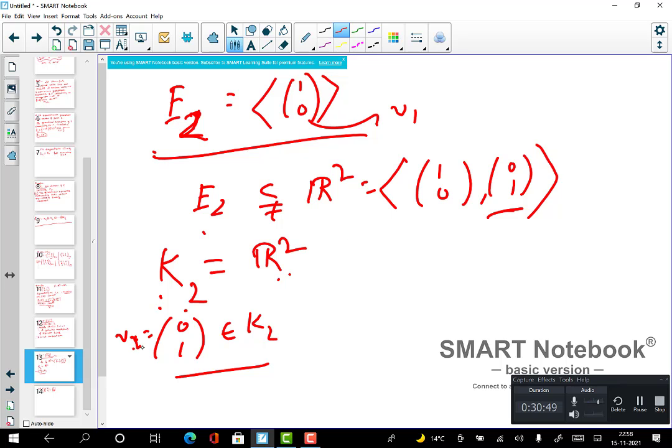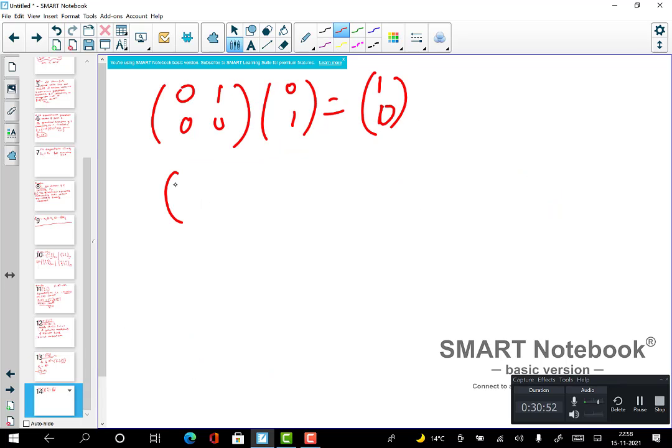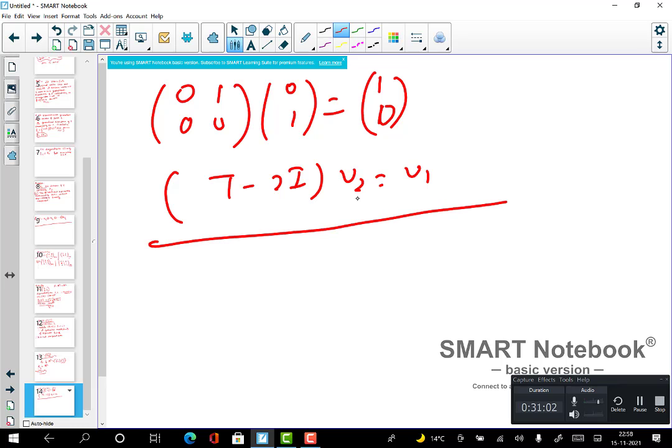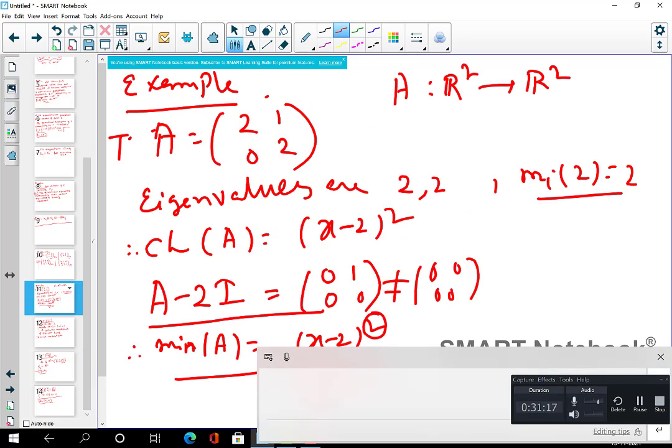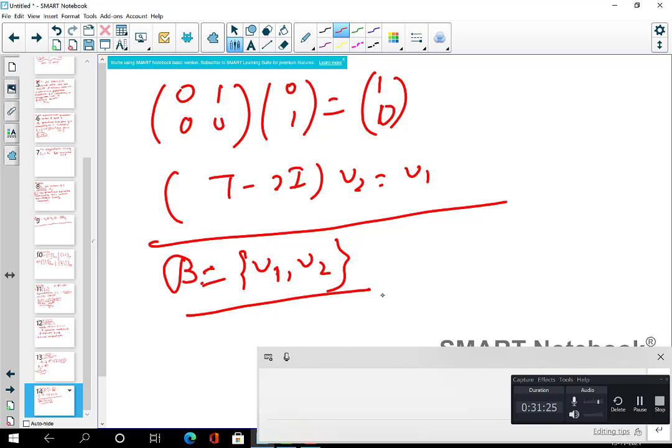Okay, and then you see that (T minus 2I) of v2 is equal to v1, right? This is that relation. Okay, and in this case, if you choose the basis v1, v2, then you see that with respect to this basis the matrix representation of T is T or A, whatever, it doesn't matter what I do. So this is my T, and A is the matrix of T corresponding to the standard ordered basis.